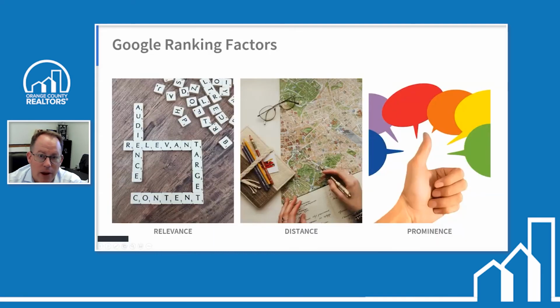So these are the ranking factors that Google uses. The relevance of your content that's on your Google My Business page, the distance in relation to where that person is doing the search from, and the prominence. Let's make sure we unpack all that and go through it.